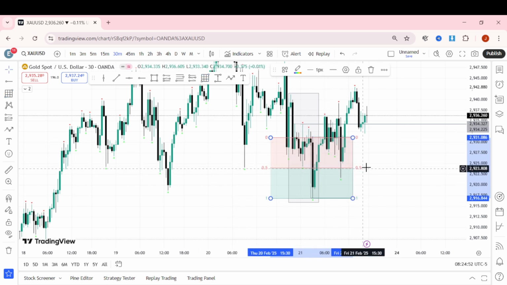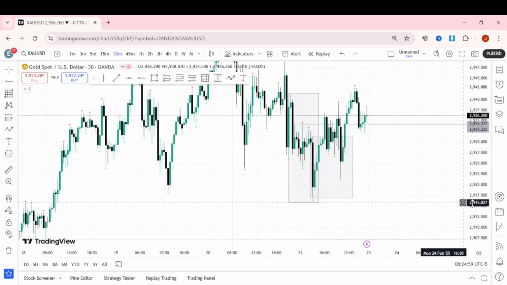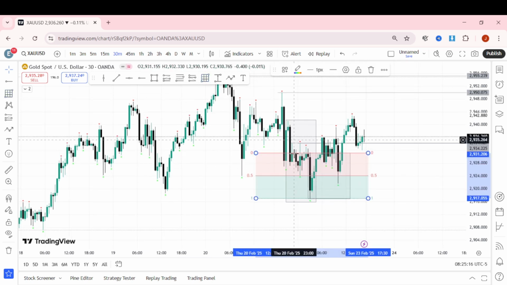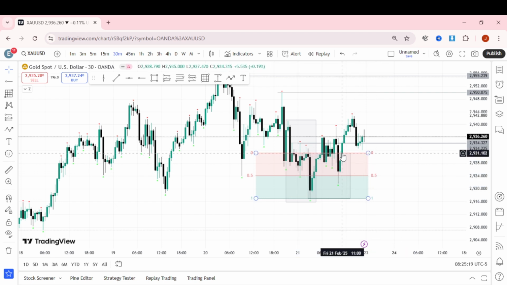Then I just set my entry right here. Then I set my stop loss right here. So that's what I always do whenever I see a very big order block. So I'm just going to highlight this once again. Let's try to refine the order block. Okay, right here.